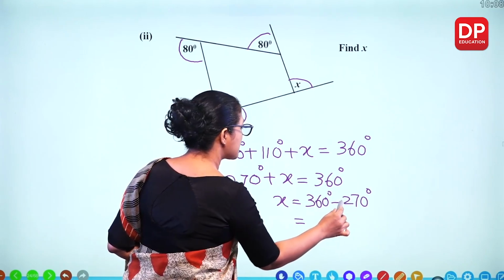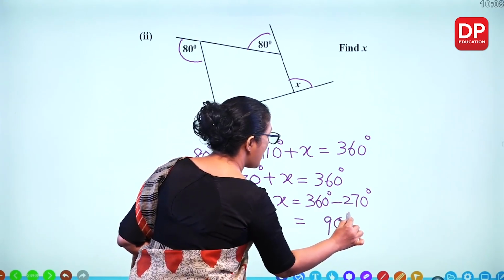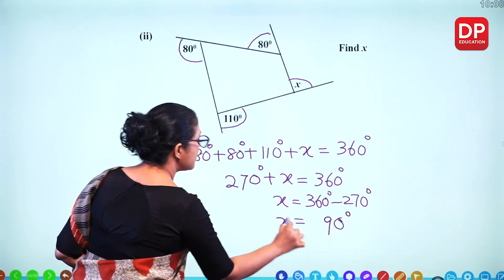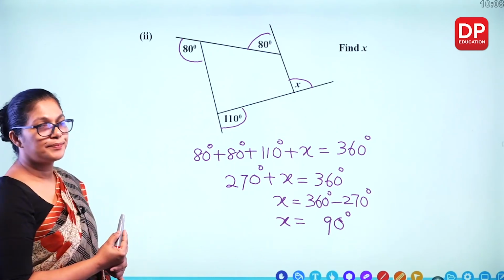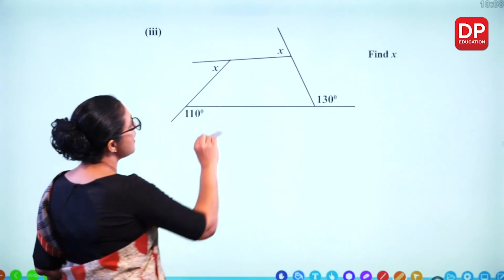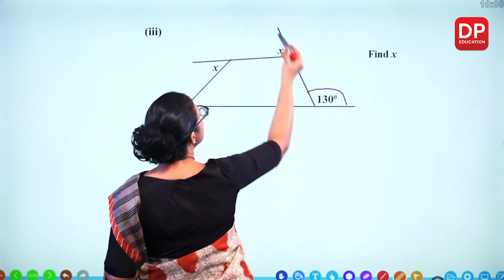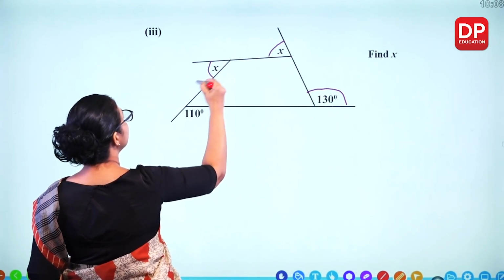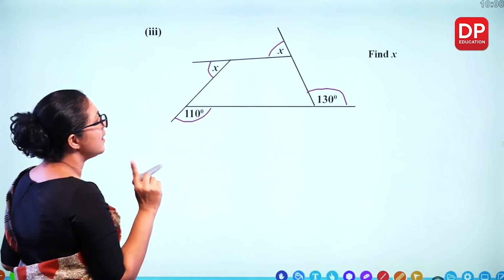9, 7, 16, 1. 90 degrees. So the angle is 90 degrees for x. Check whether these are exterior angles extended this way. This is the anti-clockwise way. Yeah, these all are exterior angles.